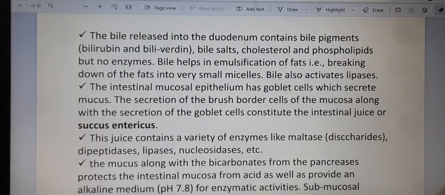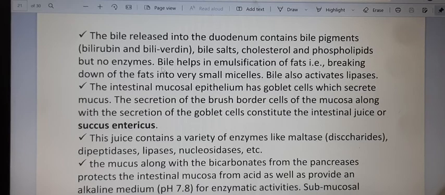The bile released into the duodenum contains bile pigments, bilirubin and biliverdin. These pigments are formed when hemoglobin gets broken down in the liver. So the heme part of the hemoglobin gets converted into biliverdin and then into bilirubin. Bile salts, cholesterol and phospholipids, but no enzymes, are secreted by the liver into the small intestine as bile juice.